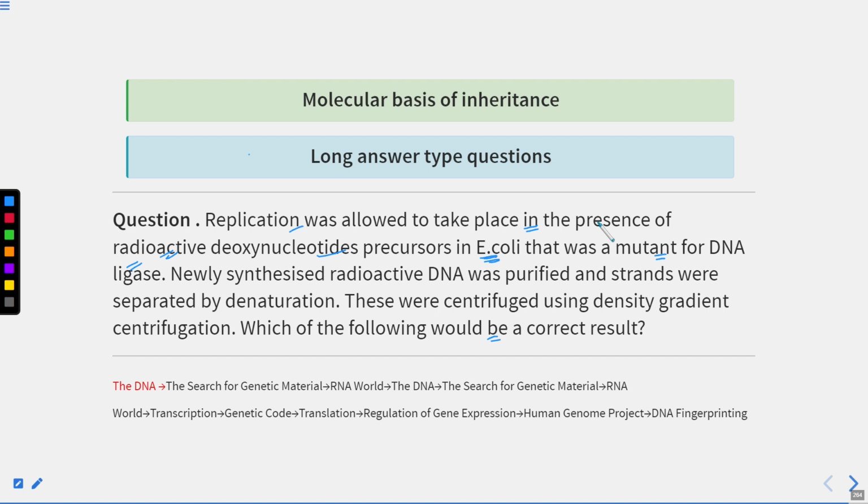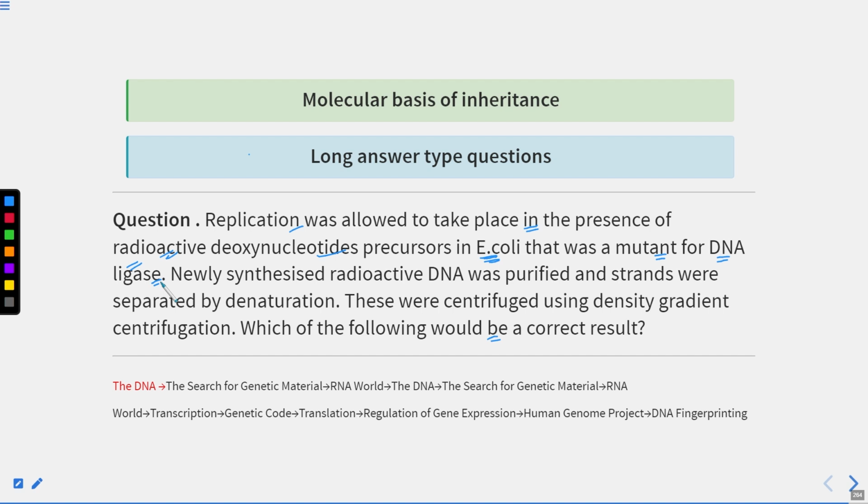It joins together the two DNA fragments with the help of a 3' to 5' phosphodiester bond. So a bond is formed between the 3' OH and the 5' phosphate of the nucleotide, and this is known as the 3' to 5' phosphodiester bond, which is formed by DNA ligase. Now this E. coli is mutant for DNA ligase, so the Okazaki fragments that are formed on the lagging strand during replication won't be able to join together.